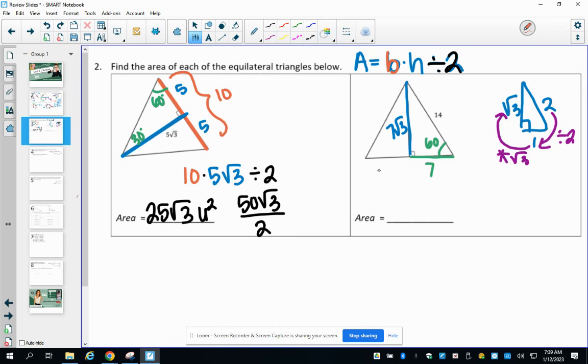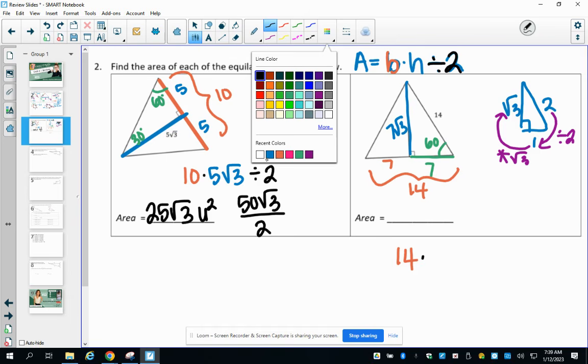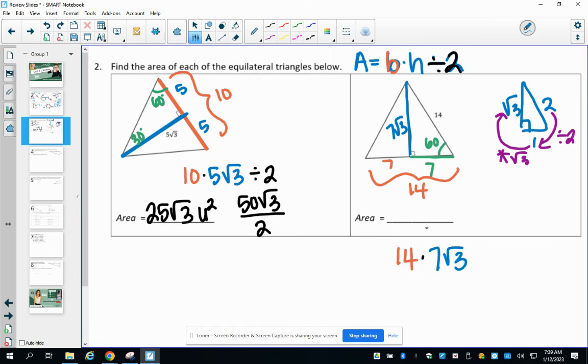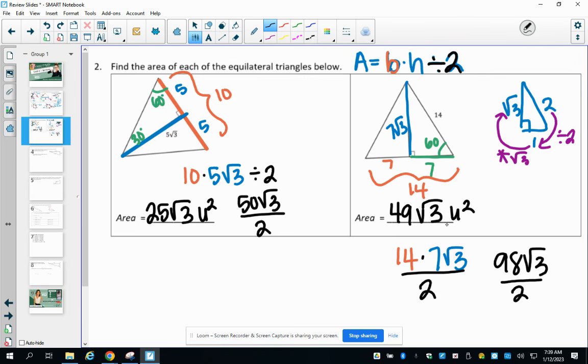So now we'd be able to take the base, which is 7 and 7, so the base is 14, times that height. So we're doing 14 times 7 square root 3, and then dividing by 2 to find the area of our triangle. So 7 times 14 is 98. So we have 98 square root 3 on the top there, divided by 2. 98 divided by 2 is 49. So 49 square root 3 units squared for the area of that triangle.